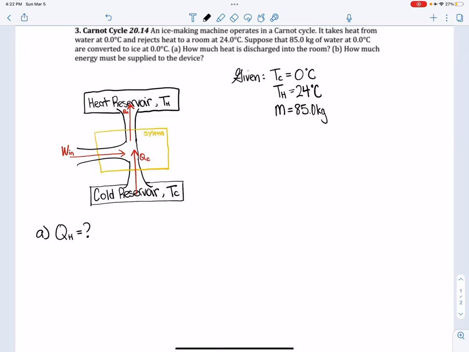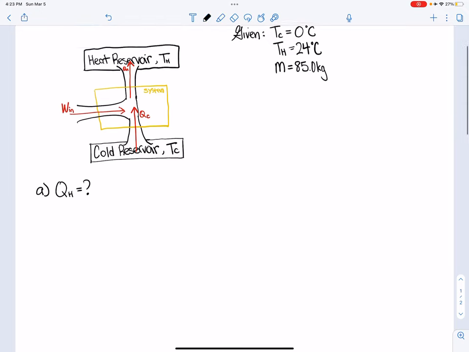Well, we'd have to go back to what we learned in chapter 17, section 6, calorimetry and phase changes, so that we could calculate the heat transfer necessary to change phase, right? Because we are changing phase. We have 85 kilograms of water at 0 degrees Celsius, and we're converting it to ice, also at the same temperature of 0 degrees Celsius. Okay? I'm going to make a little diagram of that, right?